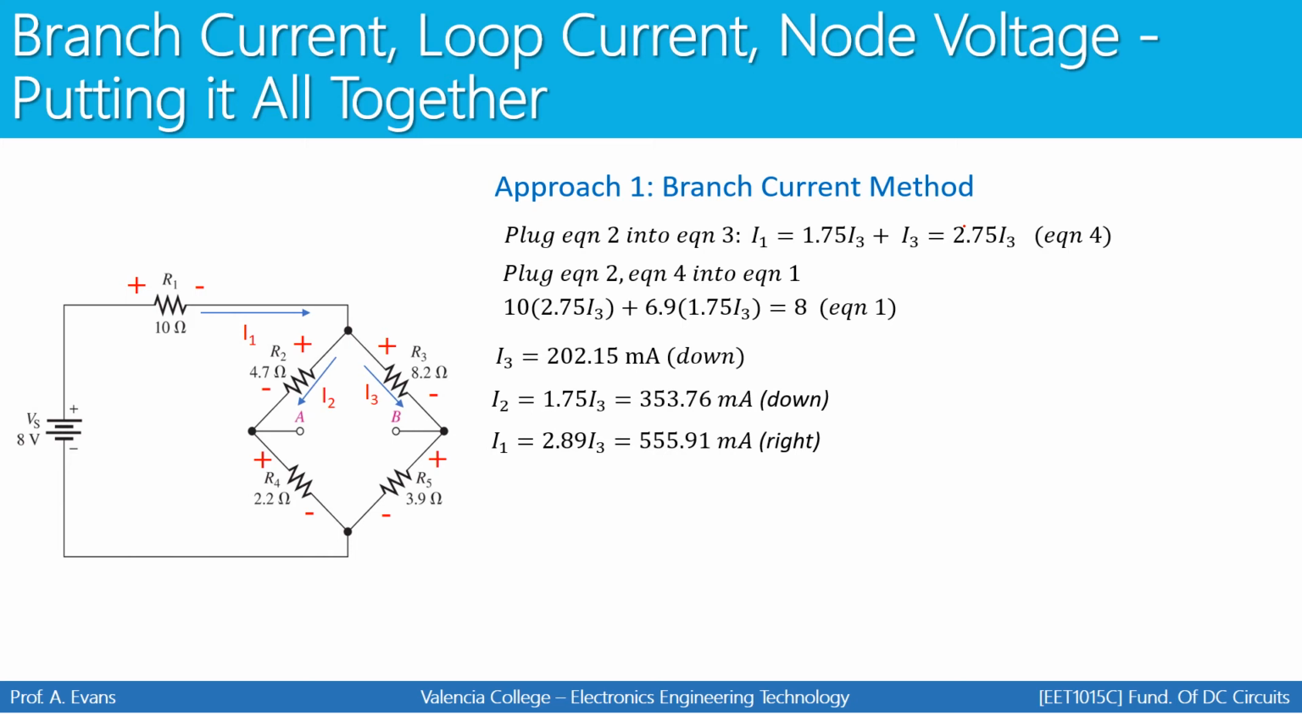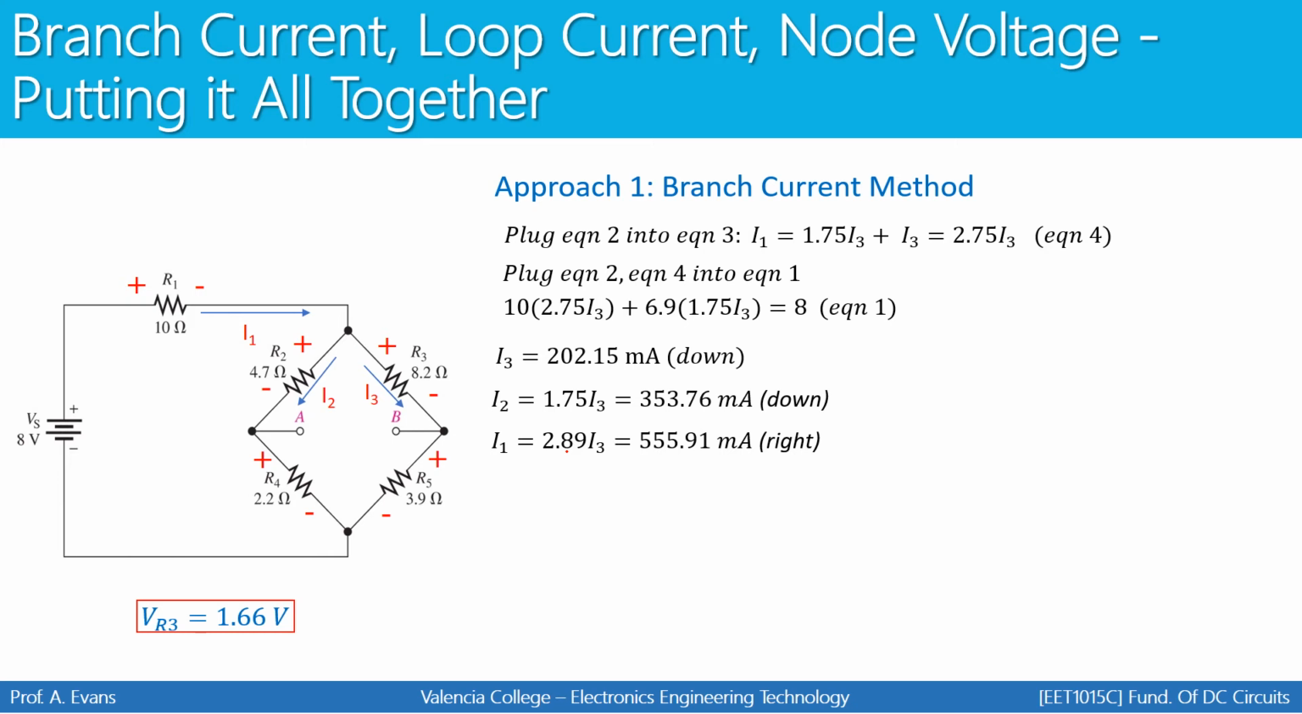So now that I have my 3 branch currents, they all came out to be positive values, which means that the direction I initially picked for each current is correct. I now know the current through R3, which means I can go find the voltage across R3. And I end up with 1.66 volts. That's how you would solve this problem using the branch current method.